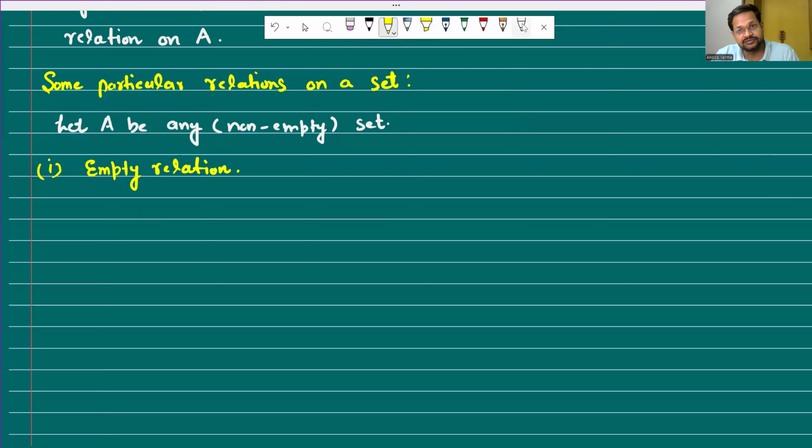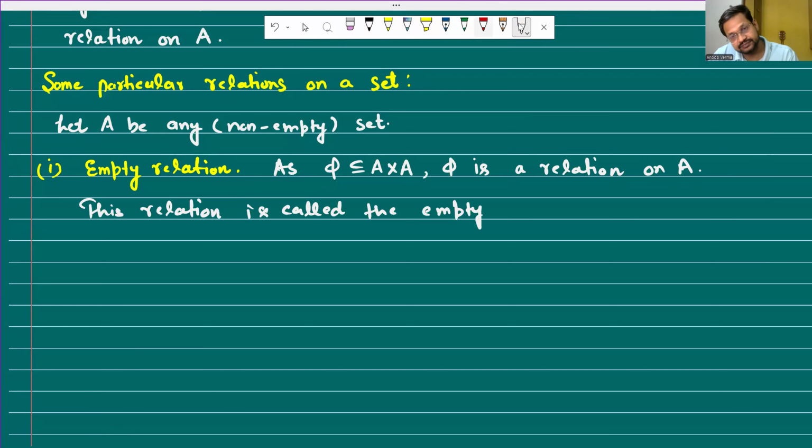Okay, so let's define it. As we know, phi is a subset of A cross A. So this phi is a relation on A, and this relation is called the empty relation on A. Clear? So let us see an example.